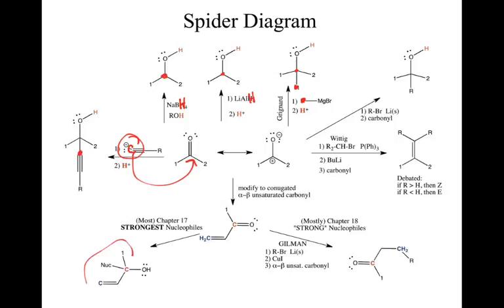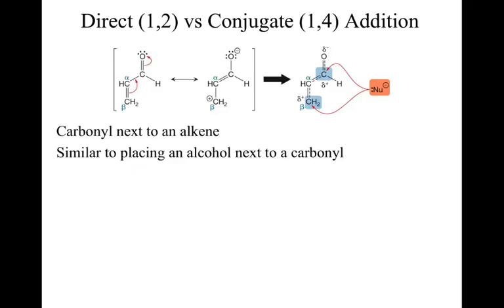We do have our standard addition where the nucleophile attacks our electrophilic carbon, but what happens if I put it near another alkene? Notice that I have a second electrophilic site, and depending on my conditions, my nucleophile can attack either the second site or the first site. So we have to be aware of those conditions. That's known as direct 1,2 or conjugate 1,4 addition. So we're putting a carbonyl next to an alkene.